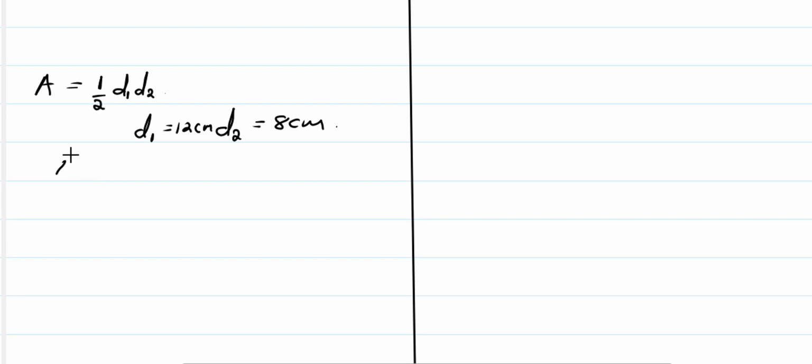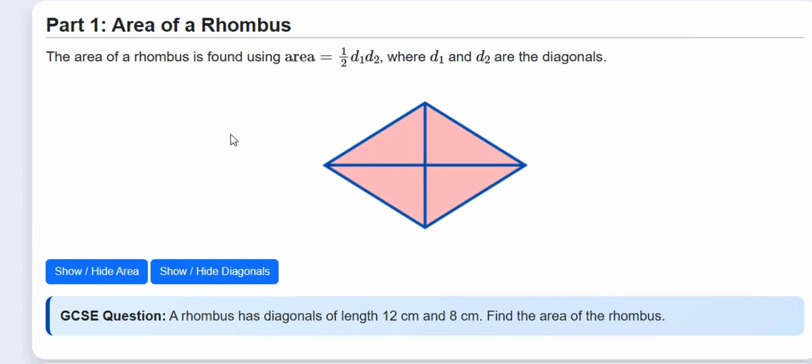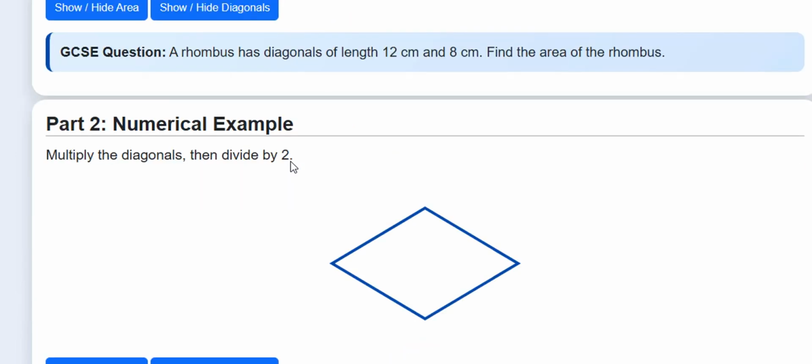So the area will be half multiplied by d1, which is 12, then again multiplied by d2, which is 8. So it becomes, I can divide these two by 2, 1, by 2, 6, like that. Then 6 multiplied by 8 is 48 centimeter squared, and that becomes the area of this rhombus here. So can we try another example?